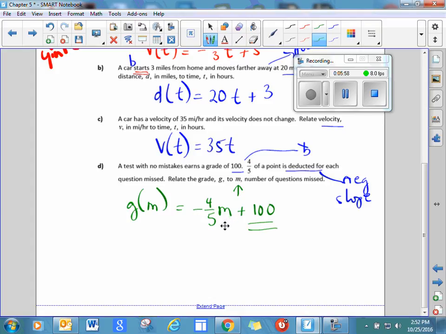Okay, so this is just a little real-life practice of writing equations, identifying where your starting point is, where your y-intercept is, and what your rate of change, what your slope is.